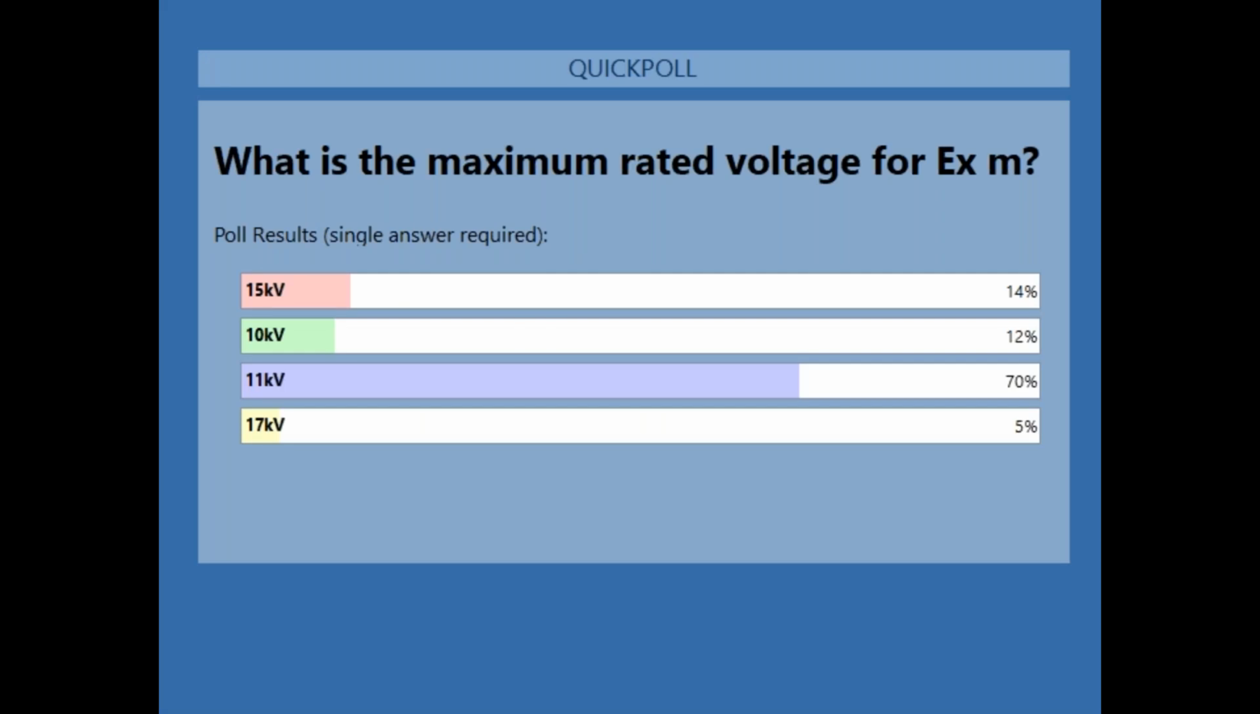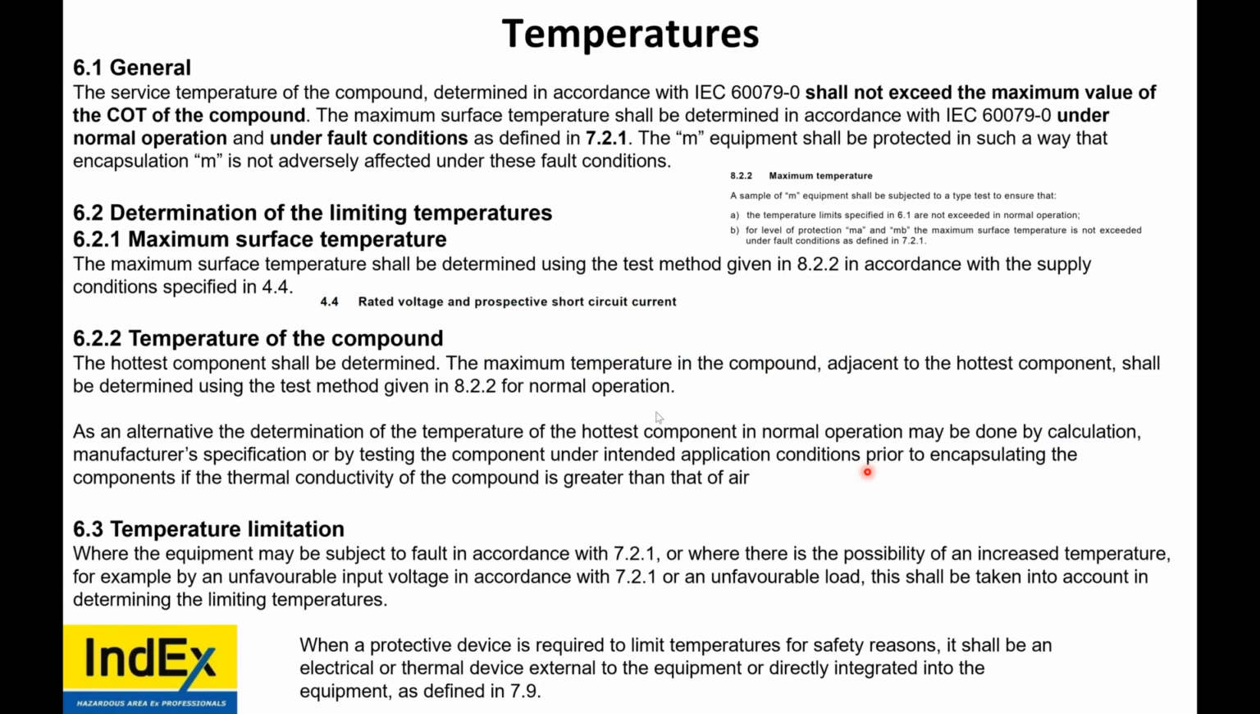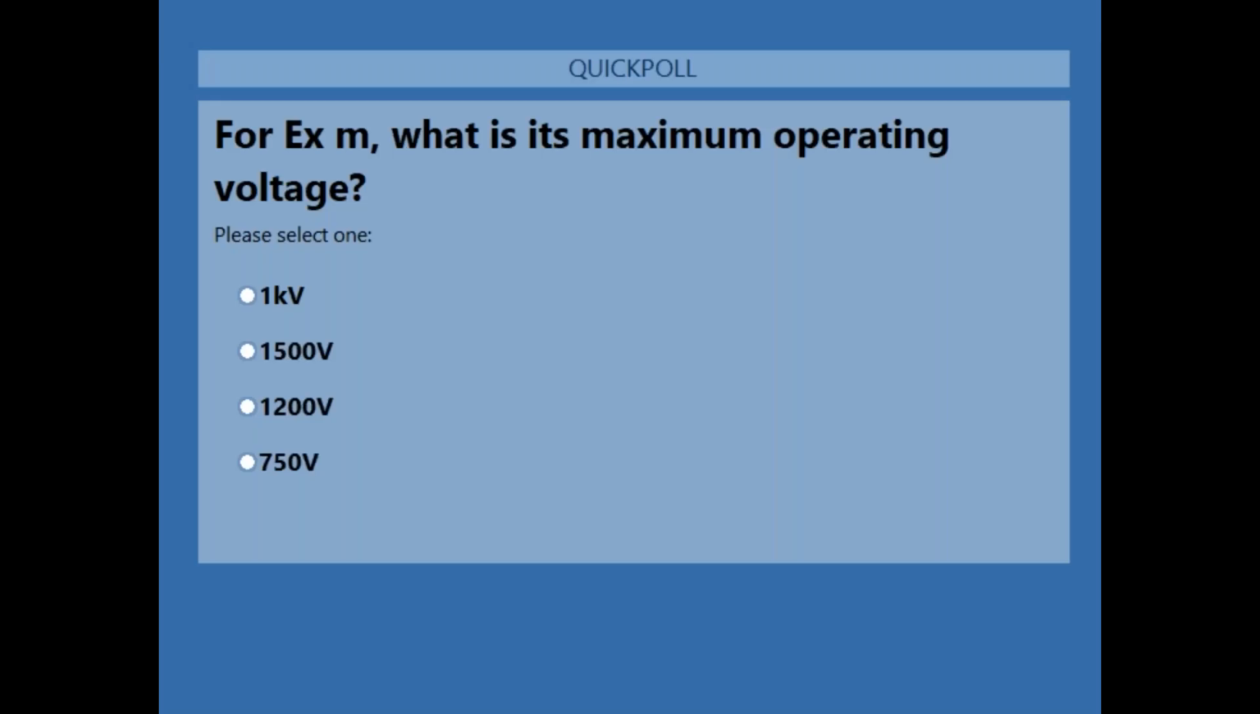So we have a bus duct that's 11 kV, and there's been water soaking there for a year while it's been waiting final construction. Is that going to be a problem? Certainly will. Certainly will. Now, what is the maximum operating voltage? It should say EXMA. Apologies. So for EXMA, what is the maximum operating voltage?